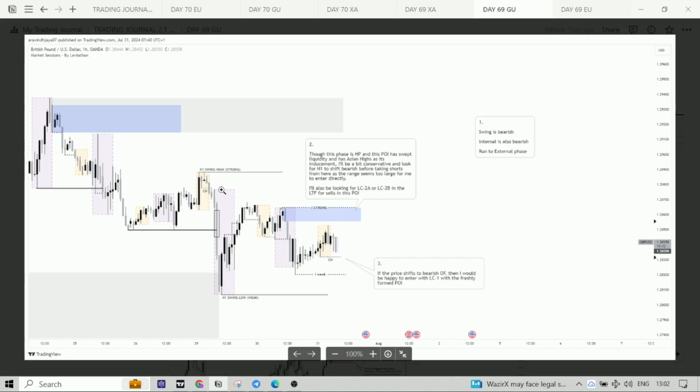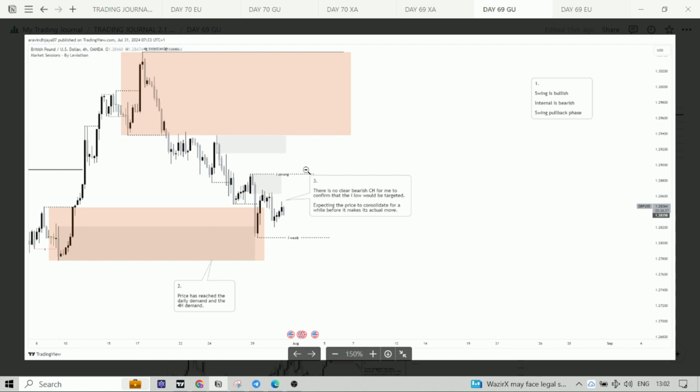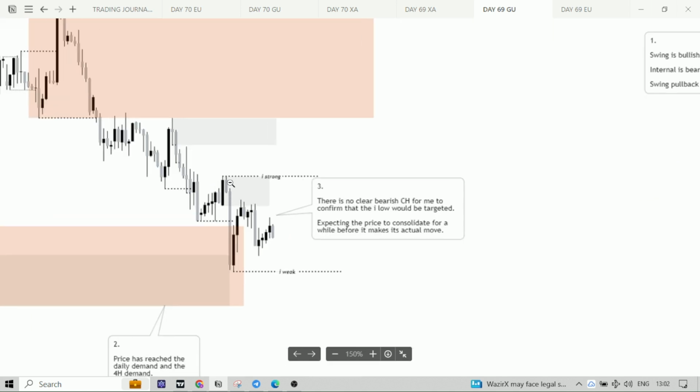This is H1. The H1 swing is bullish and internal is bearish. This is a weak internal high, weak internal low, and strong internal high. This is a good POI. Also, you must keep in mind that there is this pivot POI and this liquidity. So price can take out that liquidity, tap into this POI, and this strong high can hold, and the price can come down.